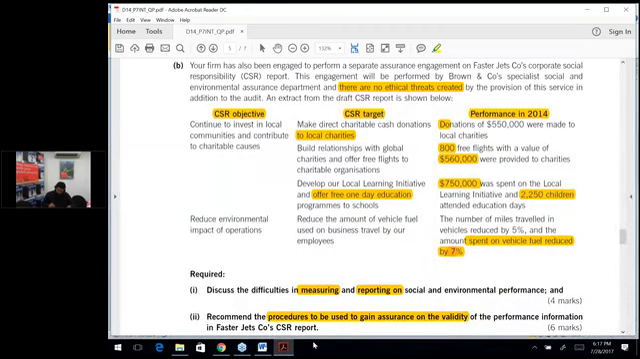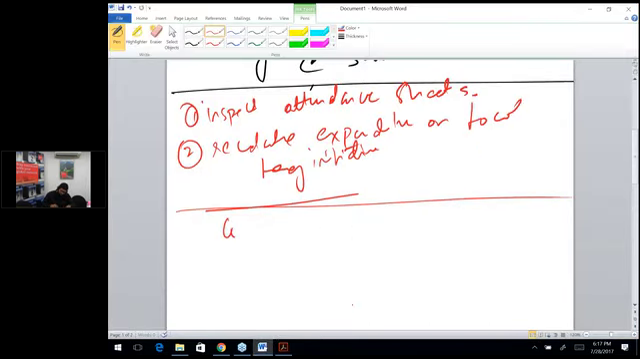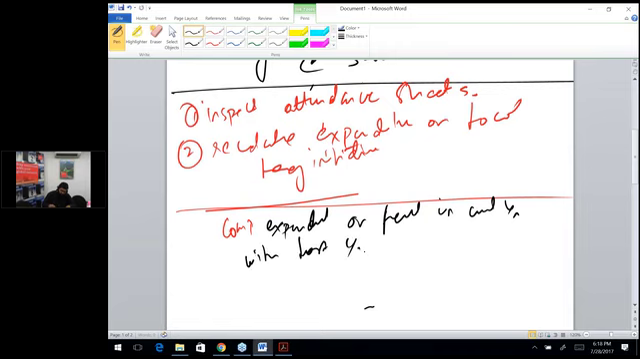And the next is reduce the amount of vehicle fuel used in business travel by our employees, and their performance was that number of miles traveled in vehicles reduced by 5% and the amount spent on vehicle fuel reduced by 7%. So what you could do is compare expenditure on fuel in current year with last year's expenditure.